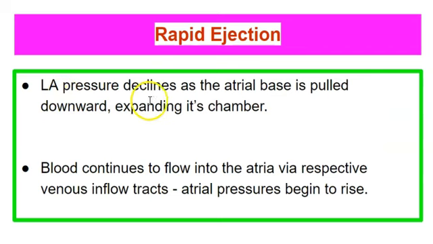So the left atrial pressure declines as the atrial base is pulled downward, expanding its chamber. When the heart contracts, it twists and pulls downward. It's probably good to know that the atria are attached at the base and don't move. What moves is the base of the heart. So the base comes downward during contraction, and the base relaxes during diastole. The base of the heart moves.